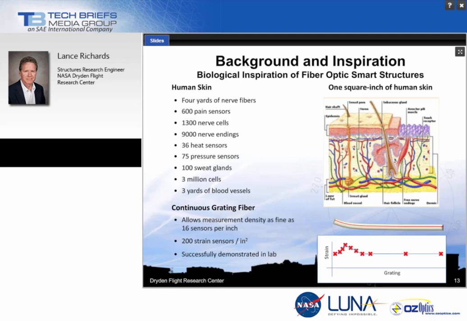We're just trying to catch up, and this technology, the continuous grating fiber, is doing a phenomenal job of getting us higher fidelity resolution in composites or on the surface. In this case, I'm showing a schematic of about 16 sensors per inch. That allows us to get about 200 strain sensors per square inch as an apples-to-apples comparison, which we have demonstrated in the lab. This whole area of smart structures, we've been talking about it for a couple decades now, and I think we're getting close.